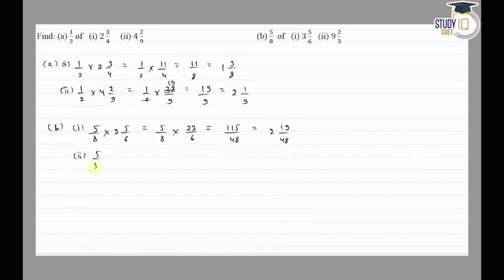Second, 5 by 8 of 9 and 2 by 3. So 5 by 8 of (9 times 3 is 27, plus 2) 29 by 3 is equal to 145 by 24. Divide 145 by 24. So 6 times it is completely divisible and the remainder is 1 and 24 as it is. So it is 6 and 1 by 24.